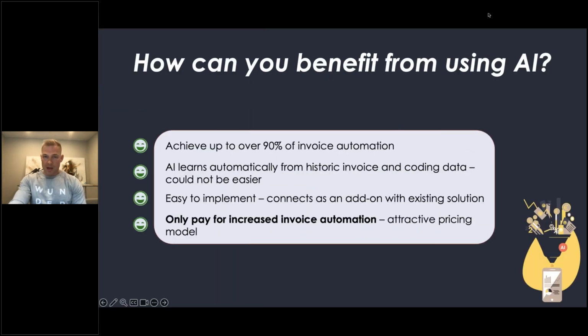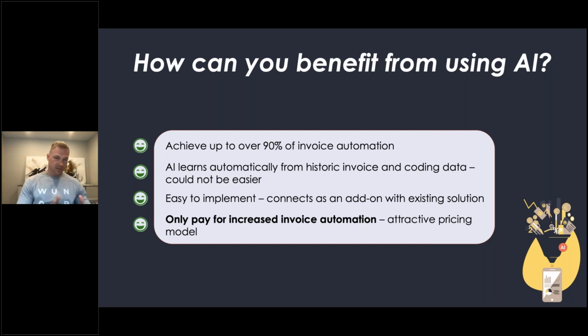But to wrap up, how can you benefit from using AI as a part of your purchase-to-pay process? First of all, you can achieve up to 90% invoice automation for non-PO invoices as well. I know that high invoice automation levels can be achieved for POs, but then you have those non-POs as well, so you can automate those too. That's the message.